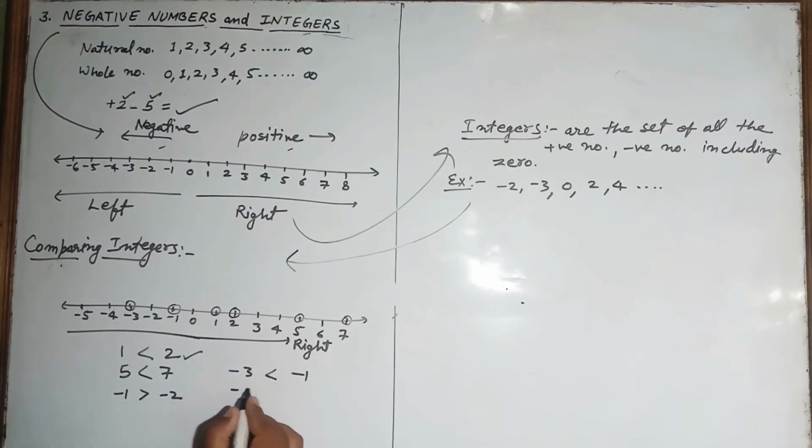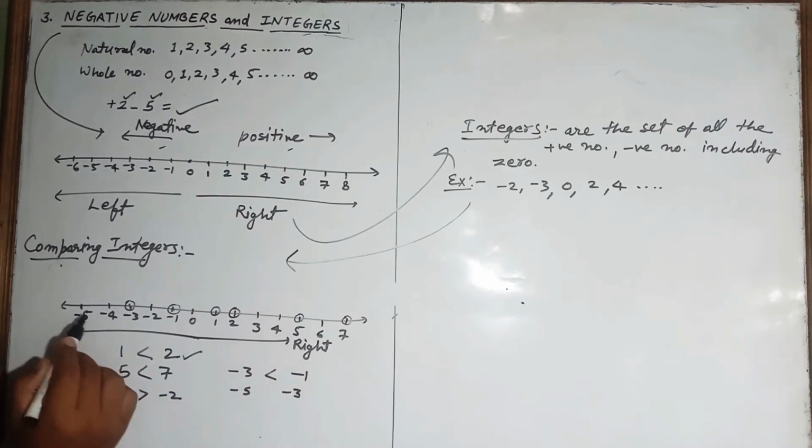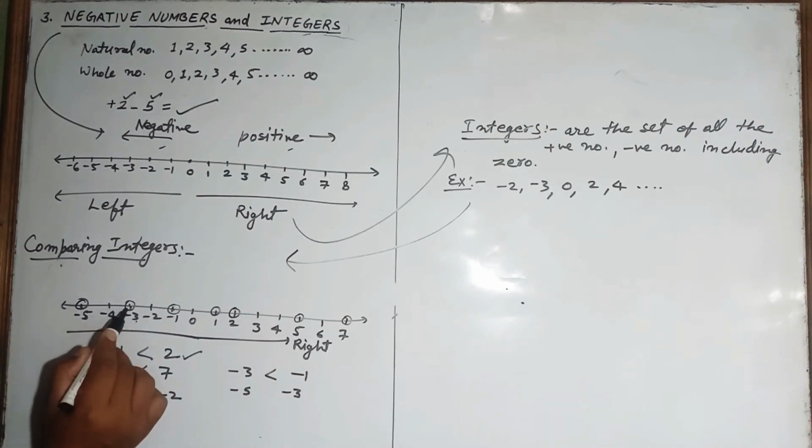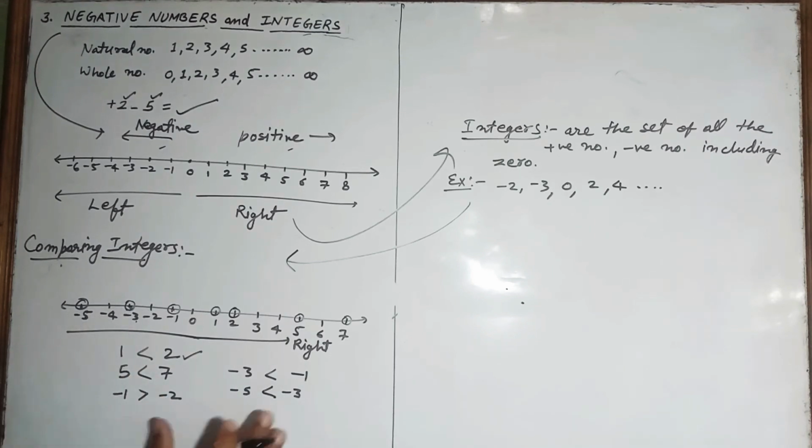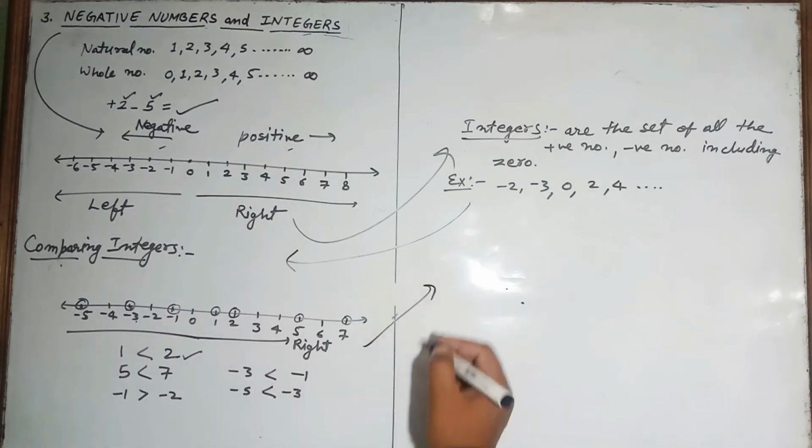Same way, if I ask -5 and -3, which number will be greater? -5, -3. So which number is at extreme right in these two numbers? That is -3. So -3 will be greater. Like this you can compare integers. Some more examples we can take.